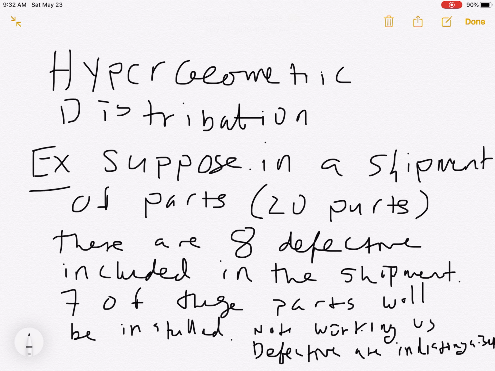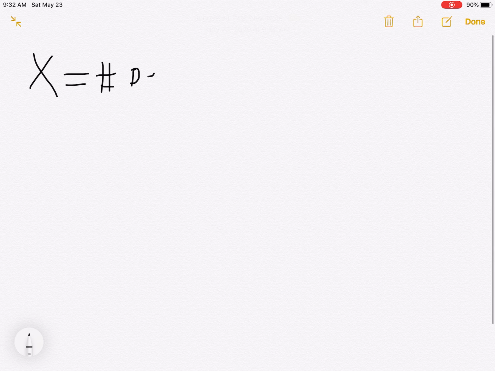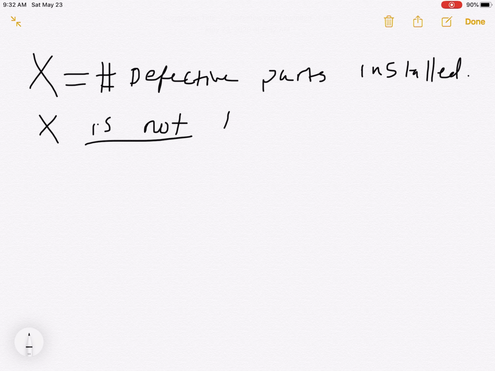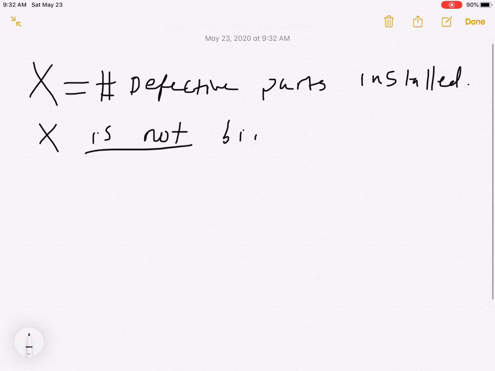Okay, and that went off the screen a little bit. So now let's write down the random variable. So here, X, this is the number of defective parts installed. Now notice X is not binomial. And it's not binomial because there's not a fixed probability given.